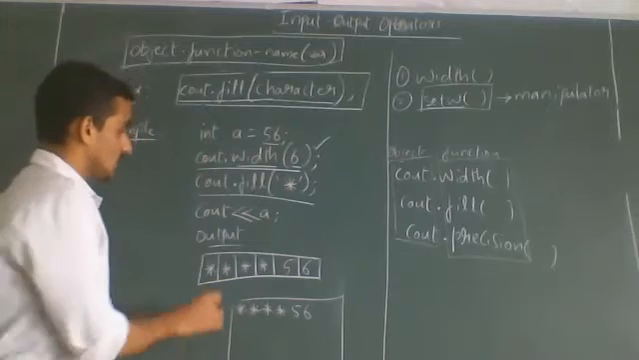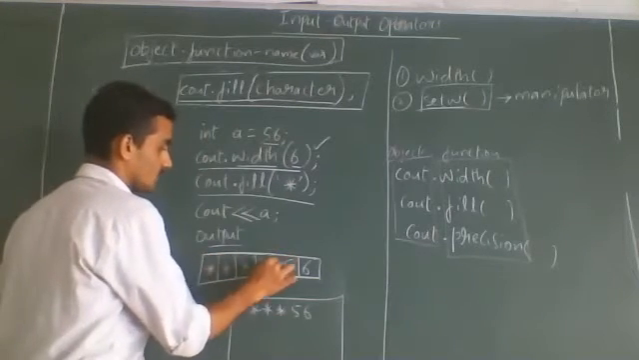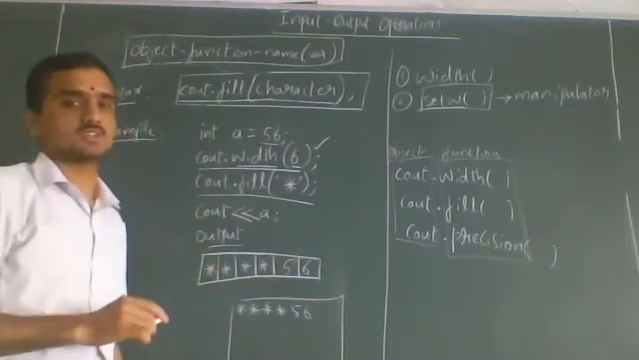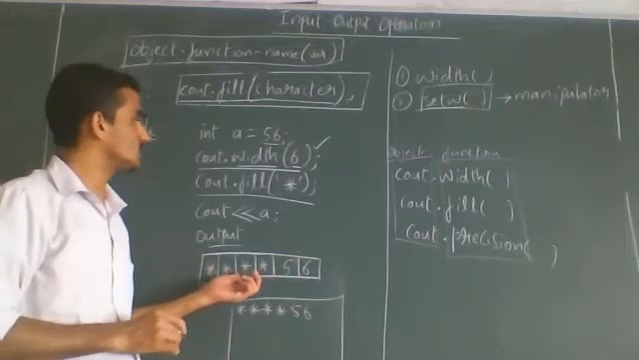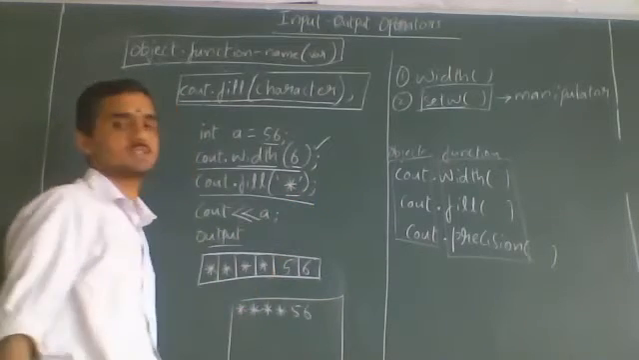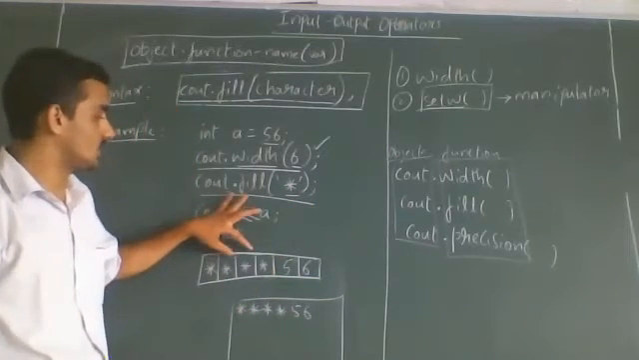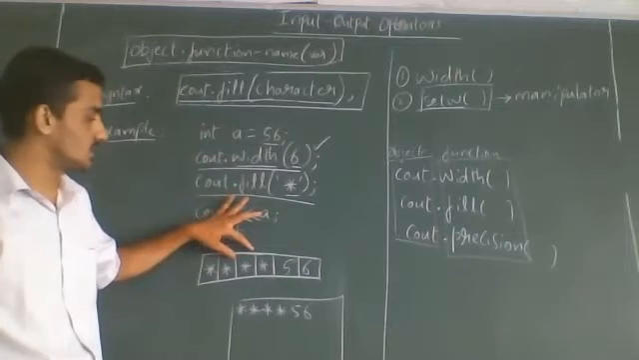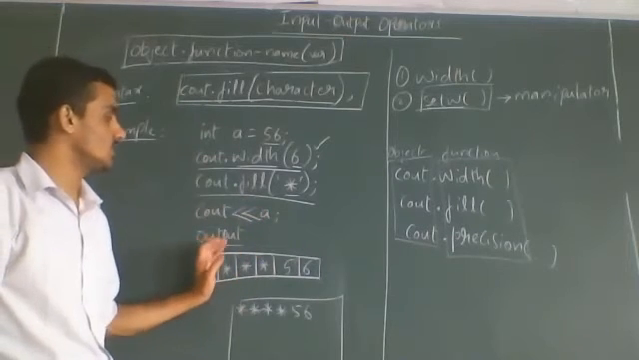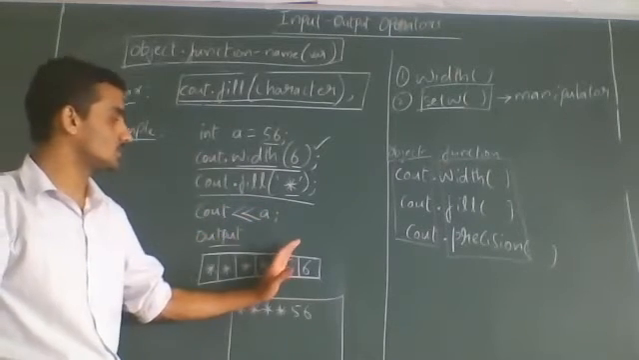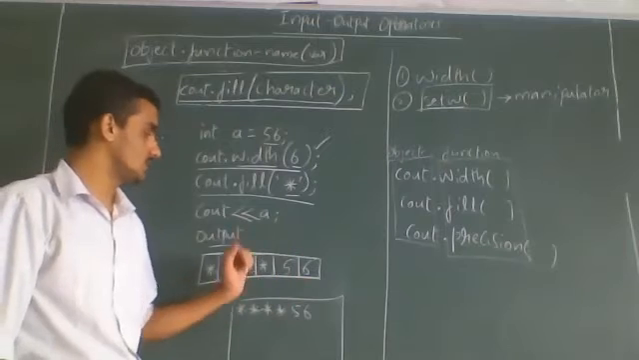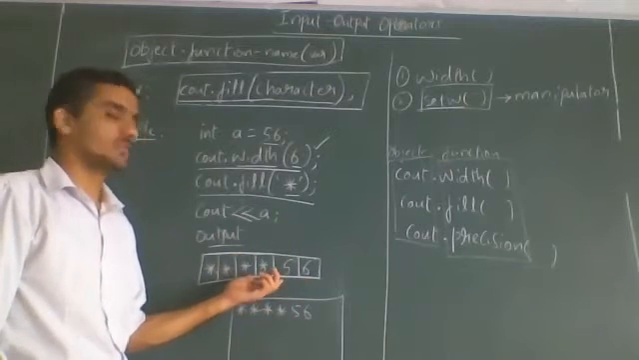So first it will set 4 empty spaces, and those empty spaces are filled by this character. That is the meaning. First it will set the empty spaces on the left side of the value, 4 empty spaces. Then afterwards 2 places are filled by digits 5 and 6. So totally the width is 6 here.